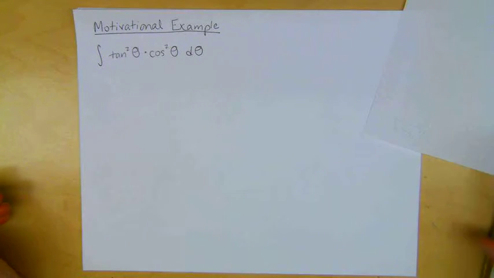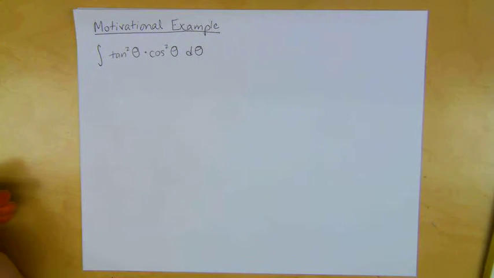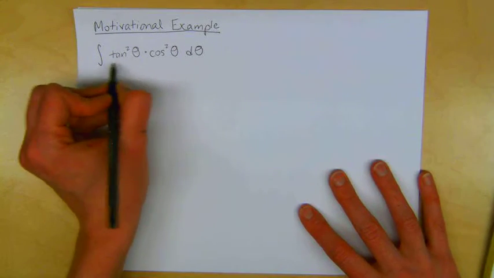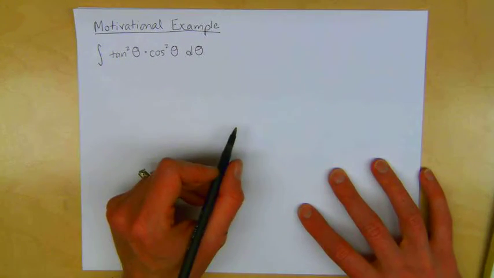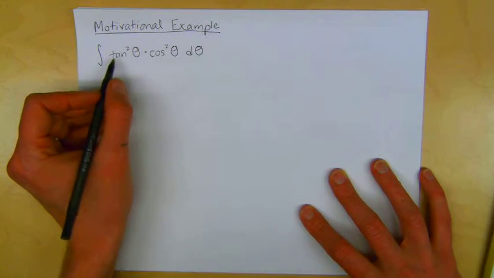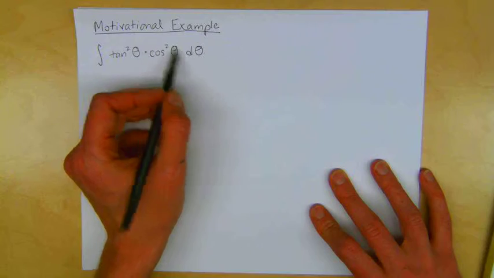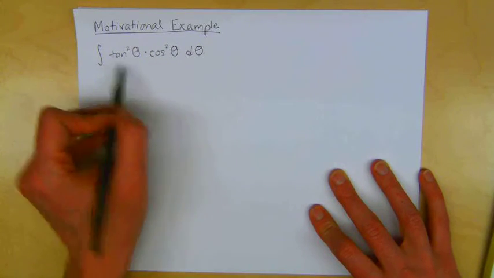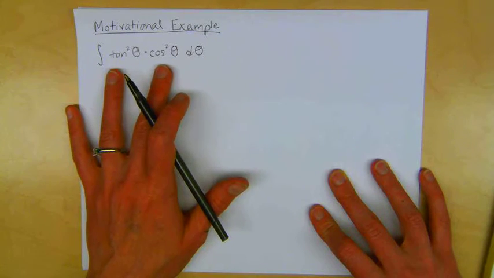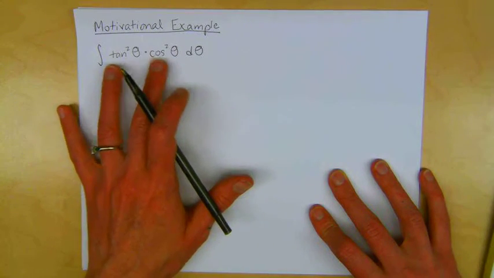So here's a motivational example for another trig integral. Let's say we wanted to integrate tangent squared times cosine squared, theta d theta. The first thing that I want to do is see if any trig substitution instantly pops to mind. In this case, then secant squared, we could use some of the techniques that we talked about before, but it's not, it's a cosine.